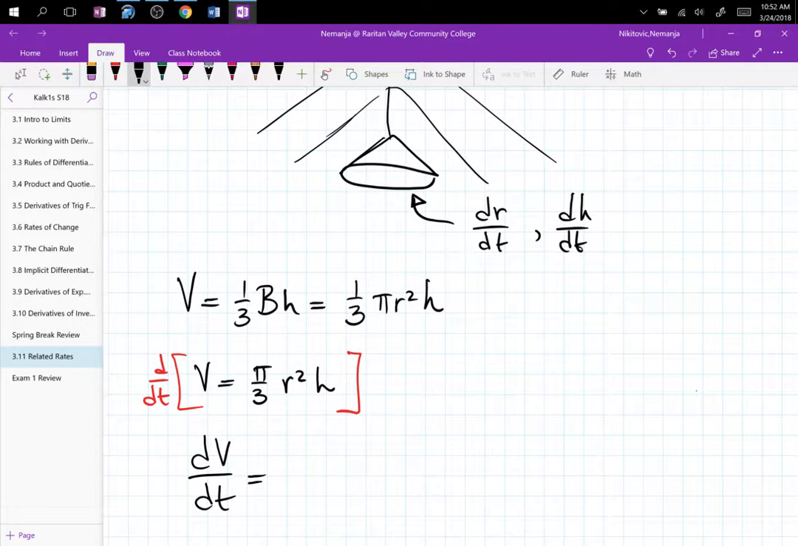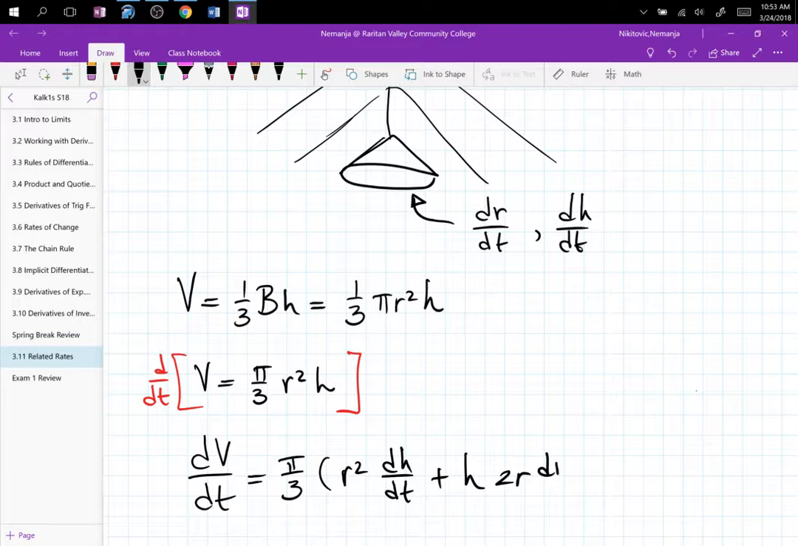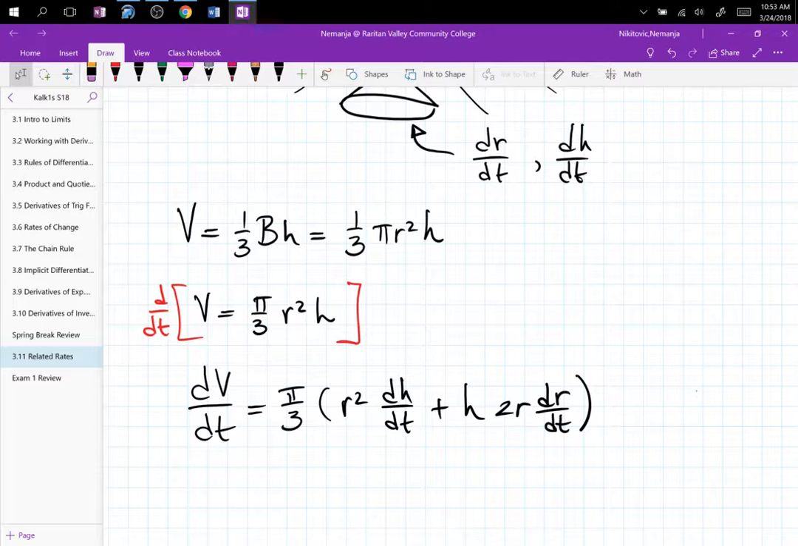Yay! Product inside a chain. Hell yes. Radius is a variable which is changing. Height is the variable that is changing, and they're multiplied. You have a product rule there. Be very careful about those things. So pi over 3. Copy the first one, derivative of the second, plus copy the second, derivative of the first. That's your product rule right there.